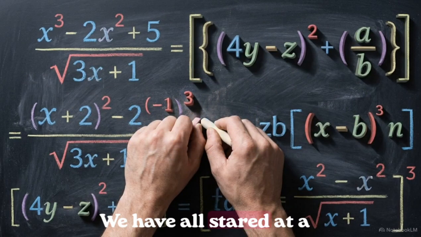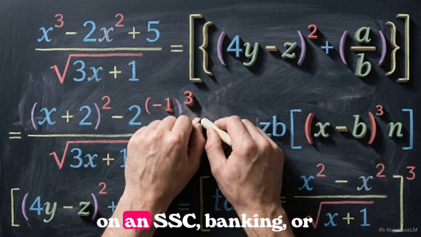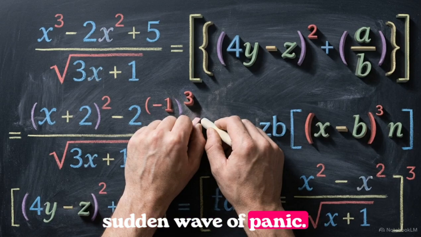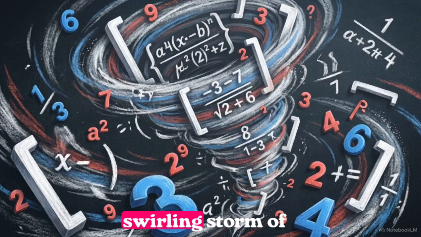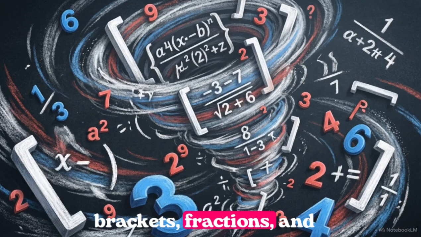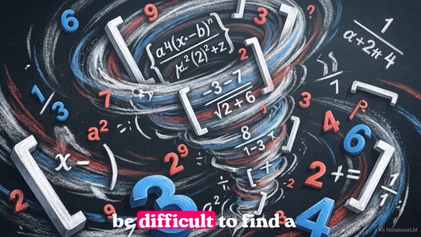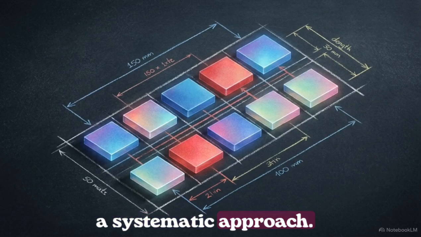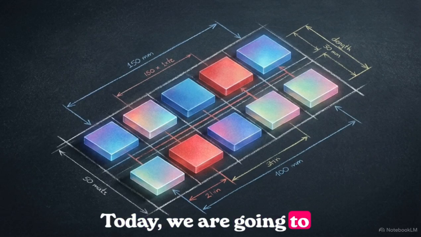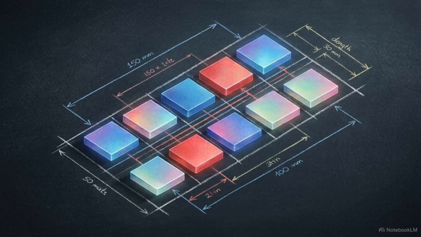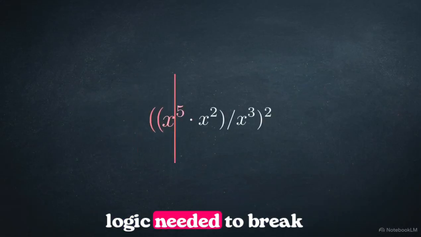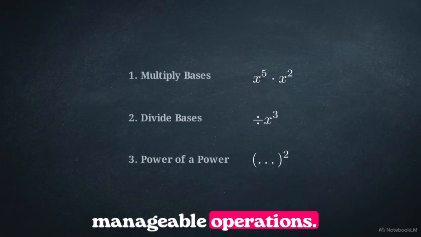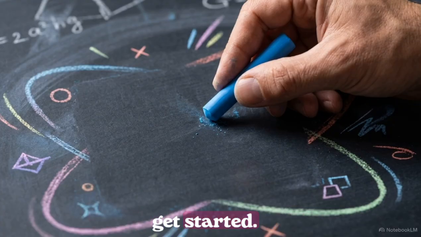We have all stared at a massive algebra question on an SSC, banking, or board exam and felt a sudden wave of panic. When you are facing a swirling storm of brackets, fractions, and floating numbers, it can be difficult to find a starting point. To solve these, we need a systematic approach. Today, we are going to assemble a 10-rule toolkit. These rules provide the logic needed to break down multi-step problems into a series of manageable operations. Grab a pen and let's get started.